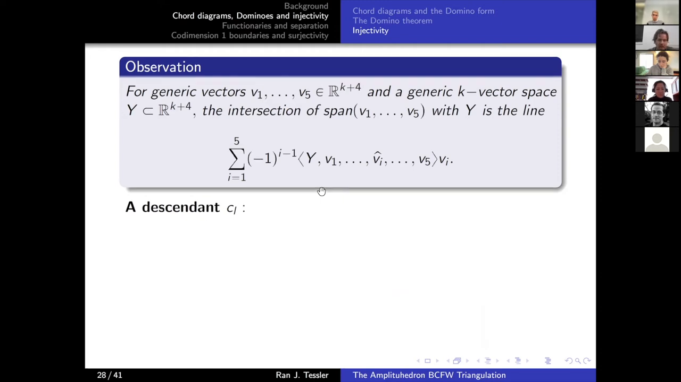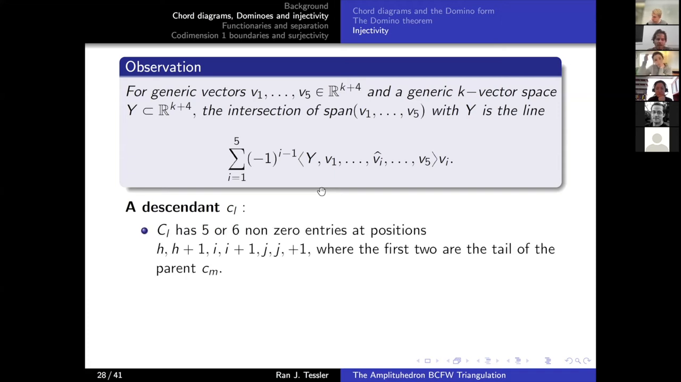Okay. Now, what about descendants? So descendants may also have support of size five. This happens precisely when its tail overlaps with the tail of the parent in one position, and then we can act as before. But it could also be that the support is of size six, and then naively we could say that we have too many degrees of freedom, because in the observation above, if we had six vectors, then the intersection would have been a plane. However, the situation is simpler than this, because if C_l has six non-zero entries, they are in positions h, h+1, which are the tail of the parent, i, i+1, and j, j+1.